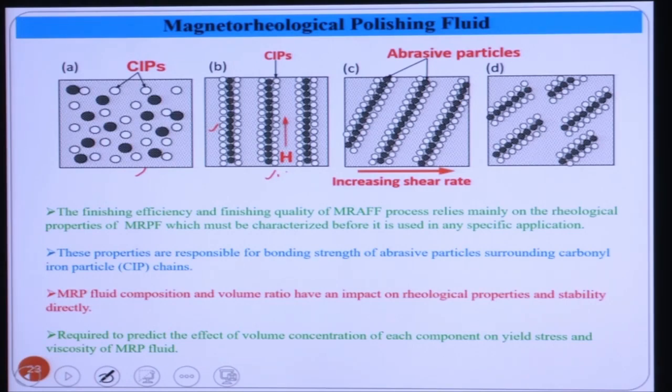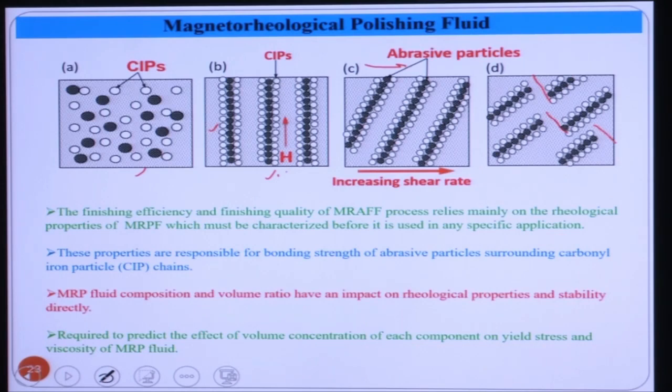Now when we give some shear force in this direction, these chains will try to rotate. When you apply more shear rate, these chains rotate more, and after some time these chains will break. When chains break, this MR fluid does not have enough time to recombine the chains. That's why this MR fluid has a shear thinning property. When you apply a higher shear rate, the viscosity reduces.